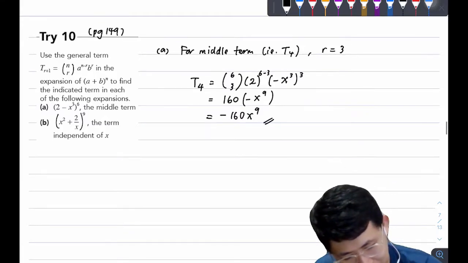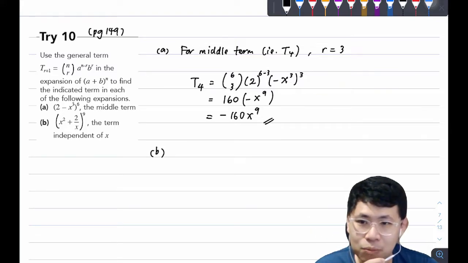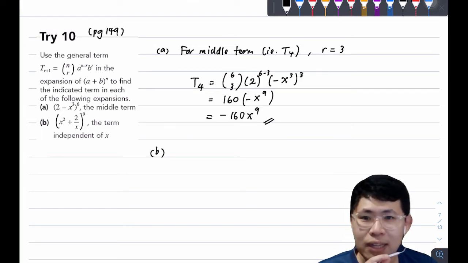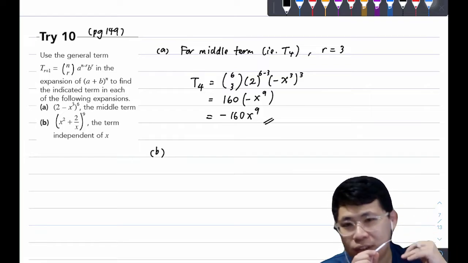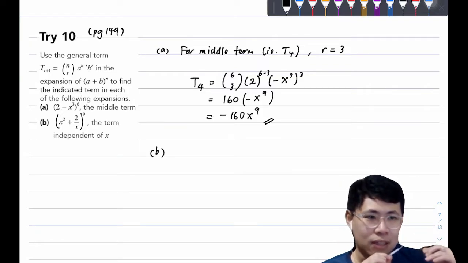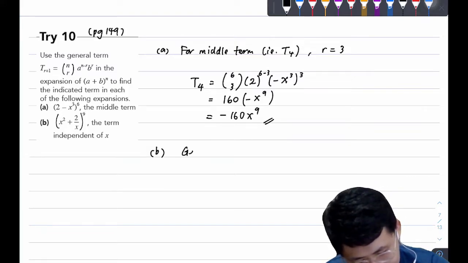Now for part b, it is a bit special because when we're looking for the term independent of x, it will be good to find the general term first. Unlike the previous one, we can't find the term directly. For b, it's a bit difficult to find the term directly, so we need to make use of the general term. So let's find the general term first.